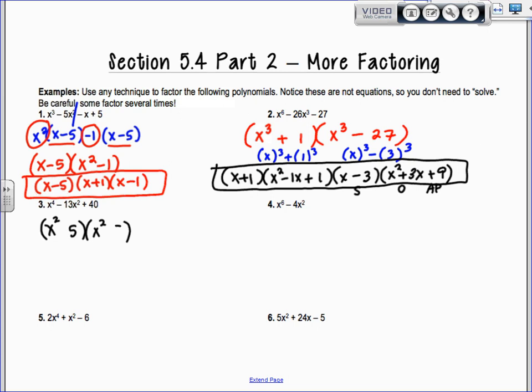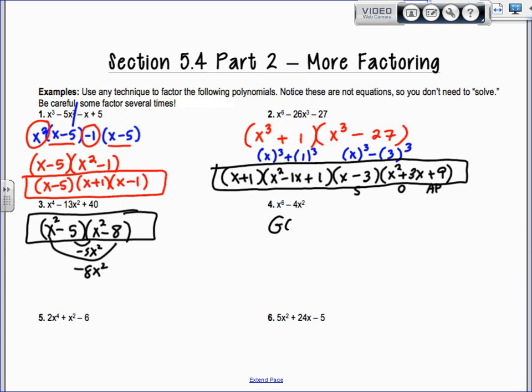Yep, 5 and 8. So they're both negative because they multiply to be a positive 40, but they need to combine. Right, see how the outer is negative 8x squared, the inner is negative 5x squared, so they do combine to be negative 13x squared in the middle. All right, number 4, and that's done, right? It can't go any further because it's not the difference of 2 squares, right? 8 isn't a perfect square and 5 isn't a perfect square, so we're done.